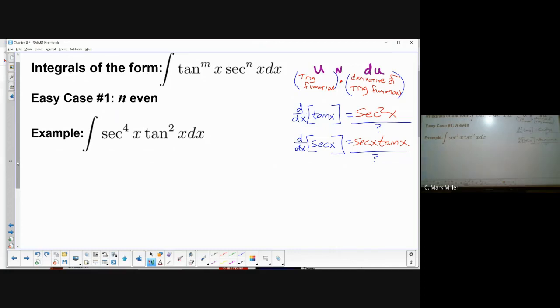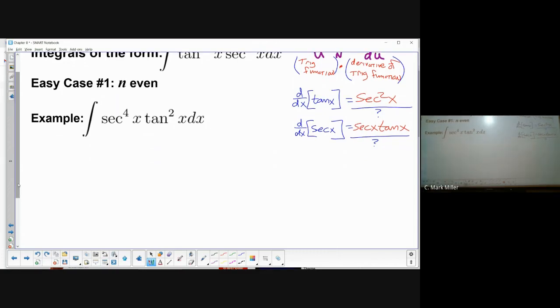Tangent to a power times its derivative. Now, the derivative of tangent is secant squared. Here's the key. When secant is to an even power, we're going to do the same trick we did with sine and cosine. Secant to an even power. We take a secant squared, which is the derivative of tangent, right? The remaining secant squared squared is secant to the fourth, and I could convert this to tangents.